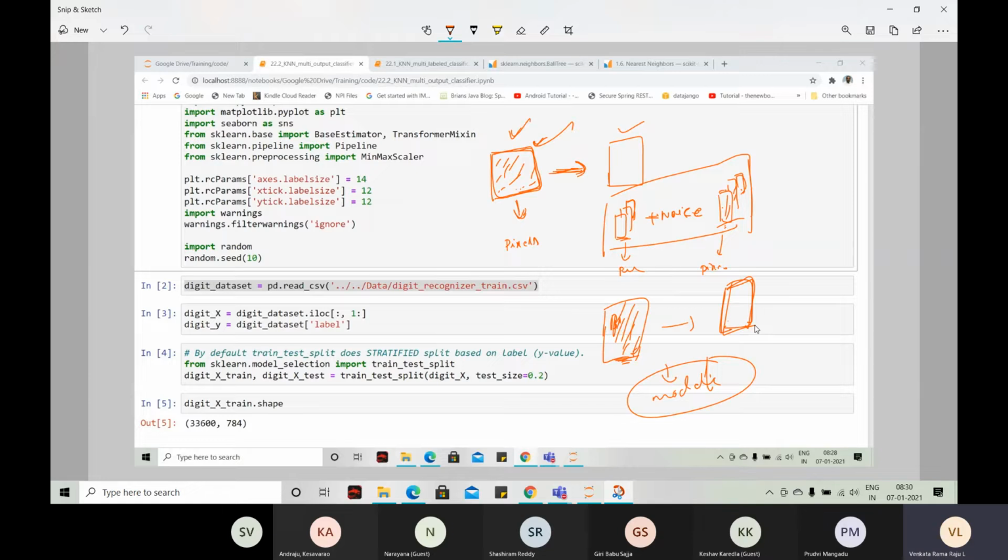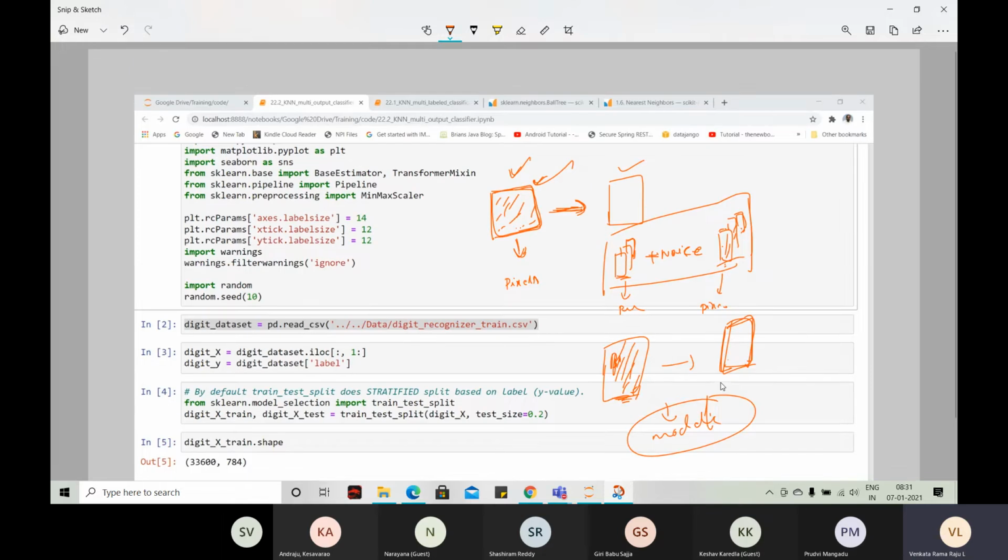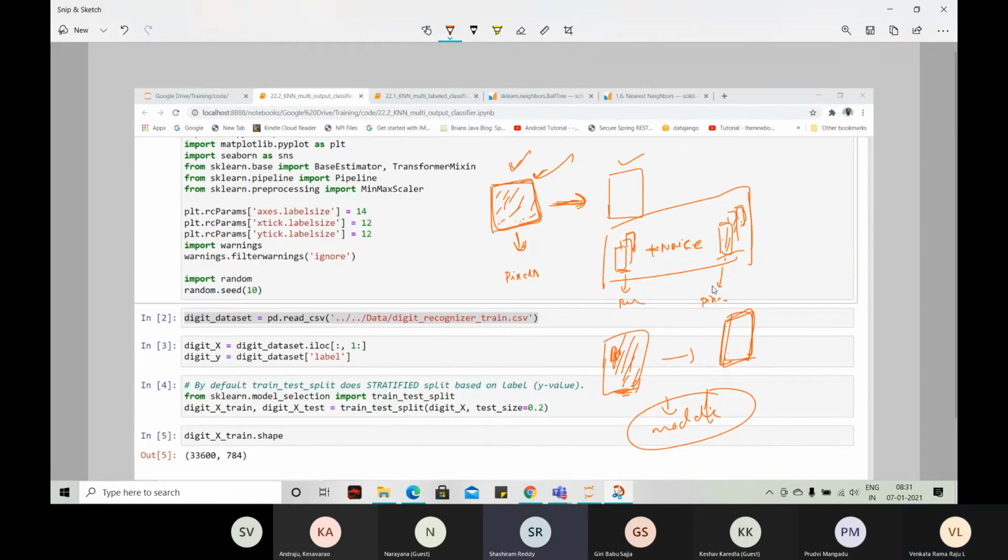Any questions? How is it a multi-label? Sorry, how is it a multi-label? Yeah, multi-label only, because if you convert a document into pixels, suppose it's a handwritten digit, you will have 784 pixels, right? Original document, a neatly written number 2.